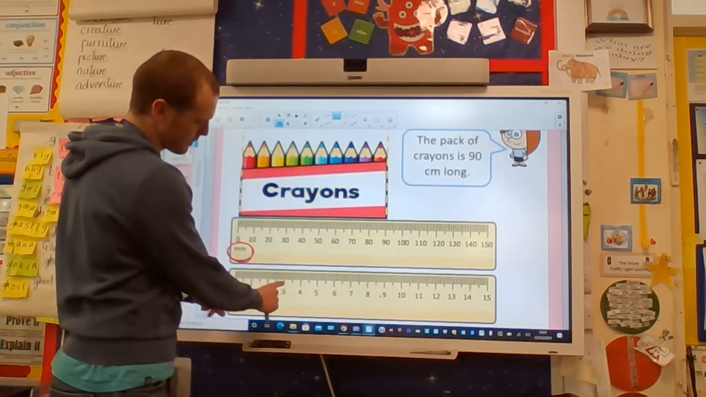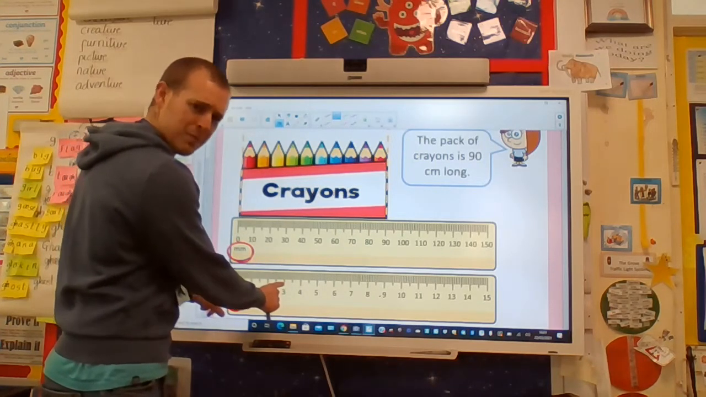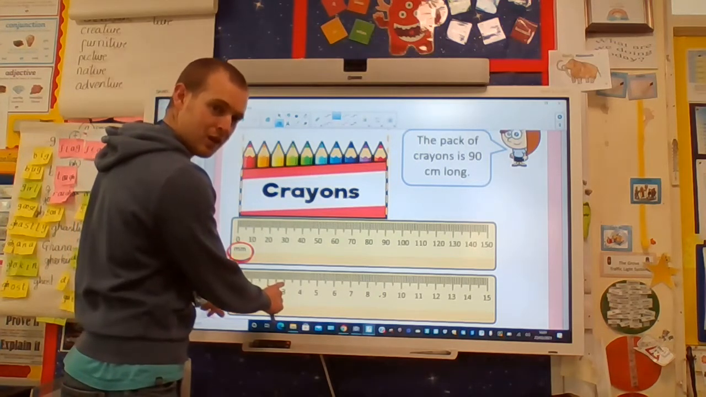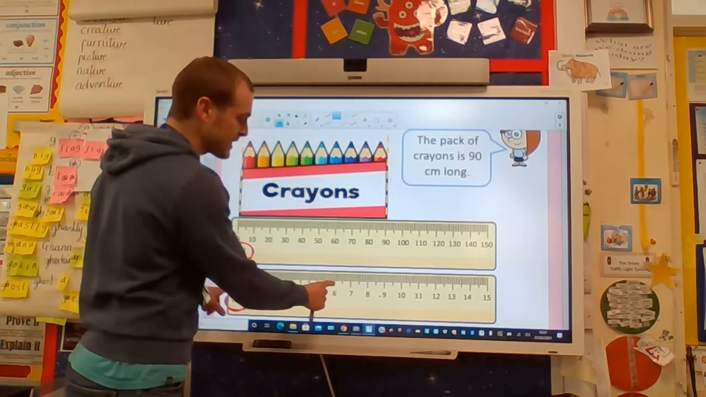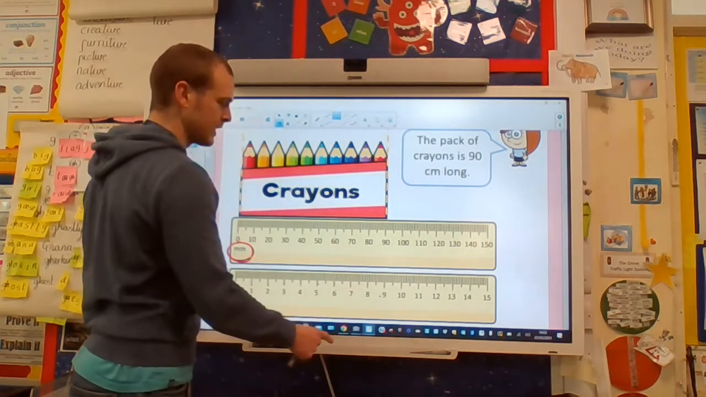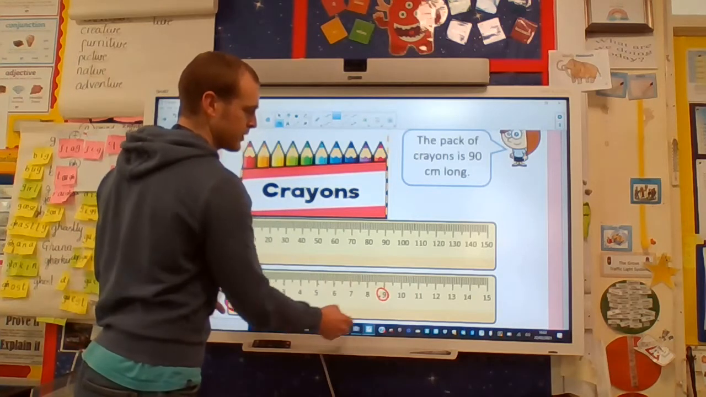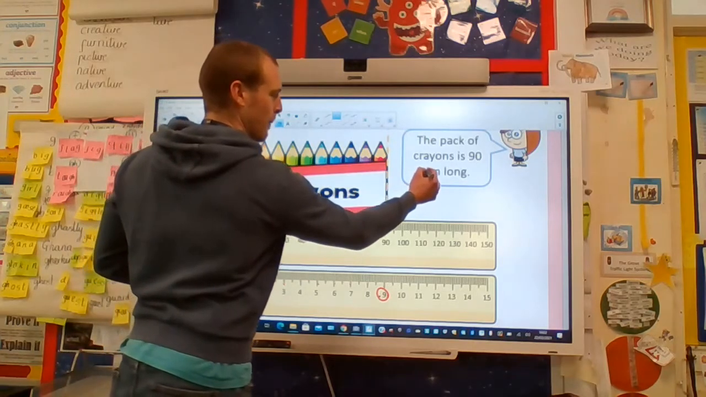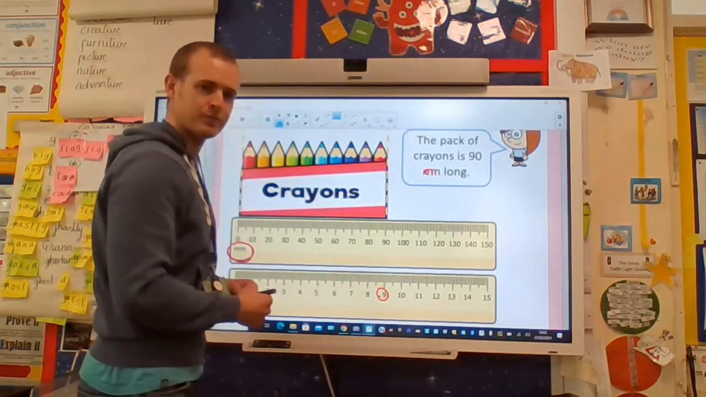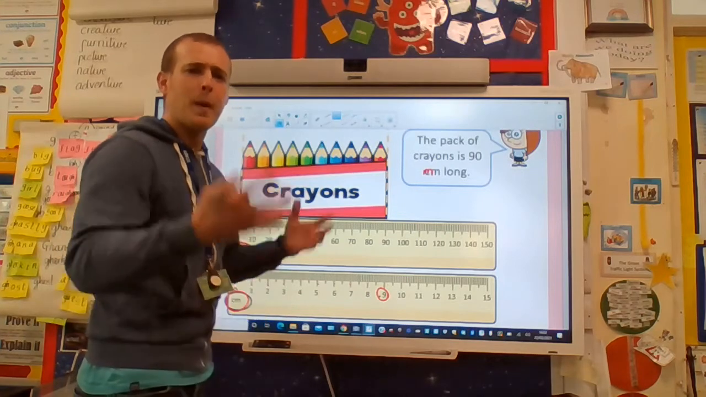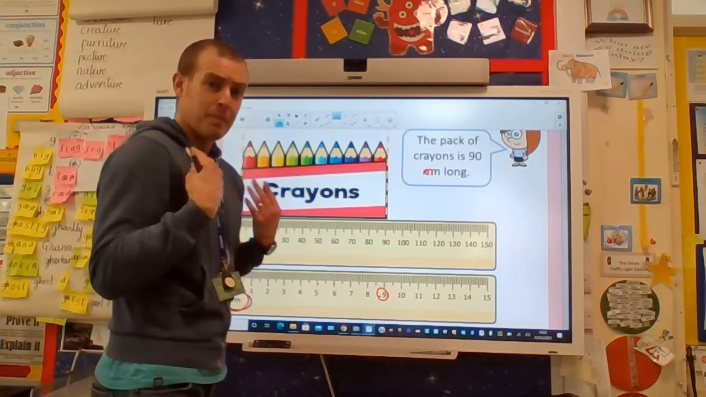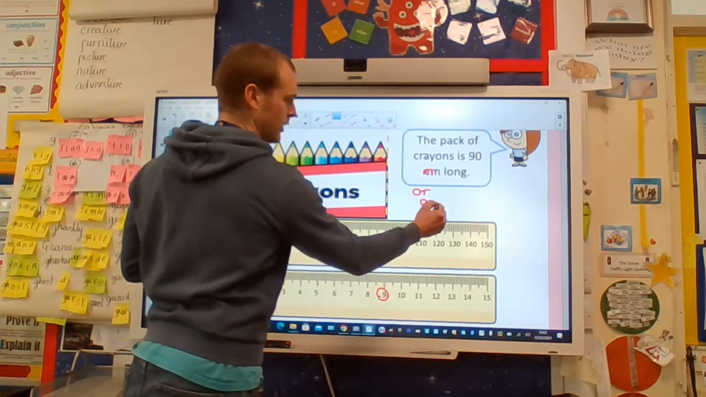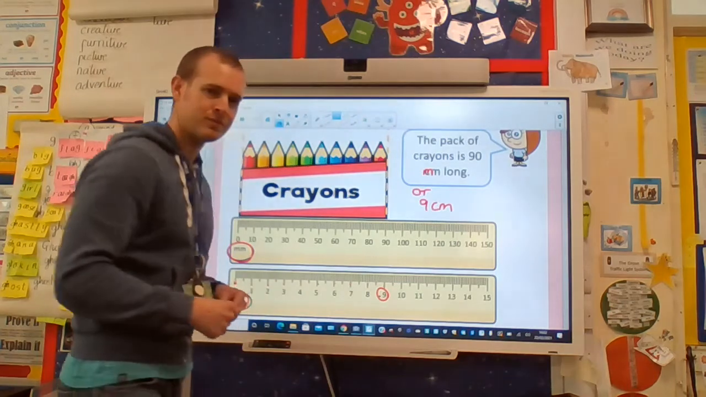If I jumped all the way up to 3 centimetres, how many millimetres would that be? That's right, it would be 30, then 40, then 50, then 60, then 70, then 80, then 90. So 9 centimetres isn't 90 centimetres, it's 90 millimetres long. What Rosie should be saying is, my pack of crayons are 90 millimetres long, or 9 centimetres long. Okay?